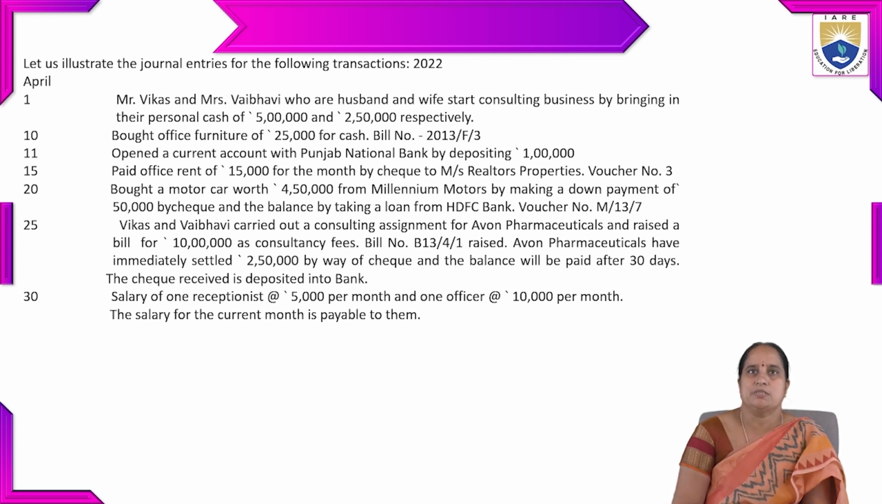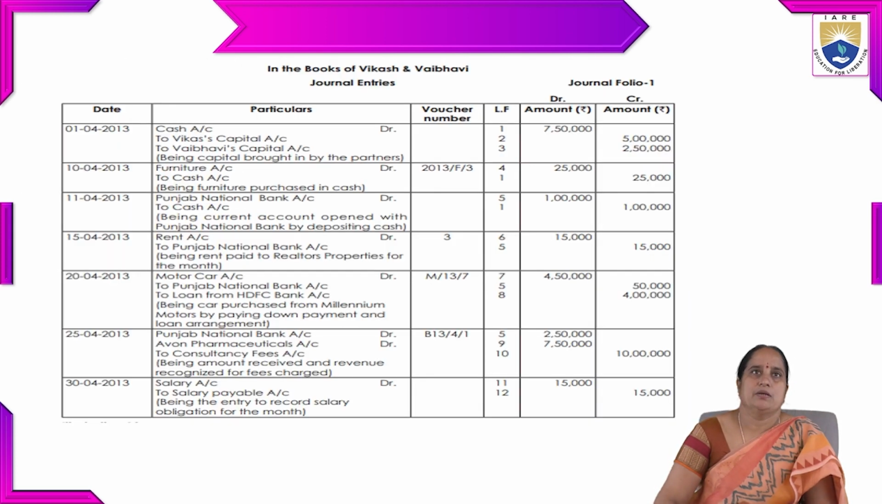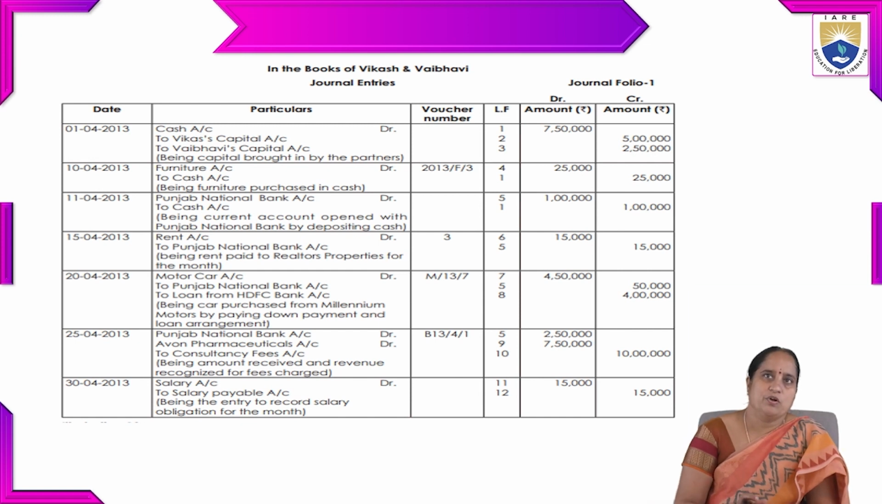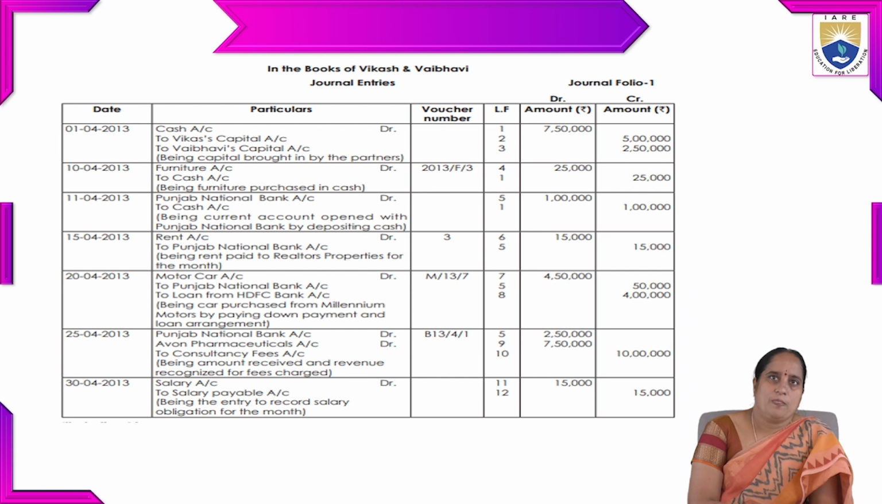The check received is deposited into the bank. On 30th April, salary of one receptionist at the rate of 5,000 per month and one officer at the rate of 10,000 per month. The salary for the current month is payable to them. So this is the information furnished in the journal. Based on that, now I'm going to discuss how they used to maintain those transactions.